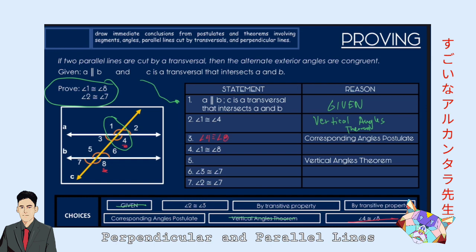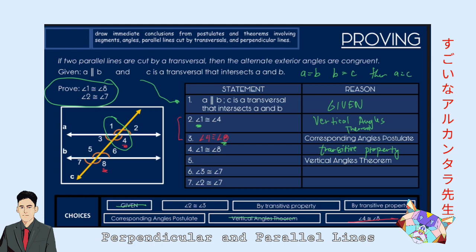And this is how transitive works. Since angle 1 is congruent to angle 4 and angle 4 is congruent to angle 8, therefore angle 1 and angle 8 are also congruent. This is by transitive. That's how it works. That's why I wanted to correct myself earlier. This is how the transitive property works. Basically, if you're confused with that, transitive says, for example, you have A is equal to B and B is equal to C, then A is equal to C. That's how the transitive property works.